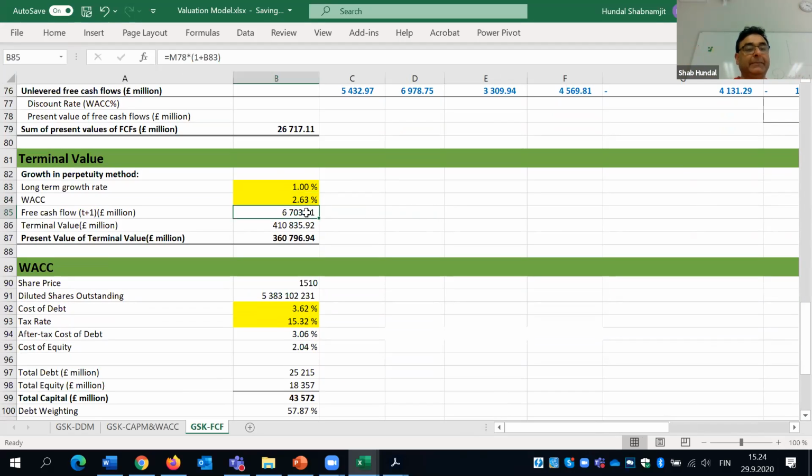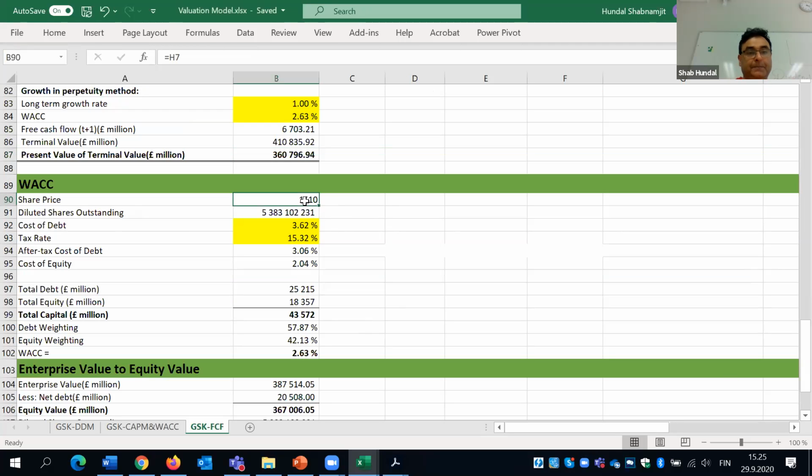And then we can make an estimate that if you are in year 24, what would be the cash flow for the next year? When we make all these values, we find out that the present value of the entire cash flow is 360,000 something million pounds. And we also know that our share price has been 1510. Today, after we have a discussion, we check the number of shares GSK has, the cost of debt, the tax rate, the after-tax cost, the cost of equity.